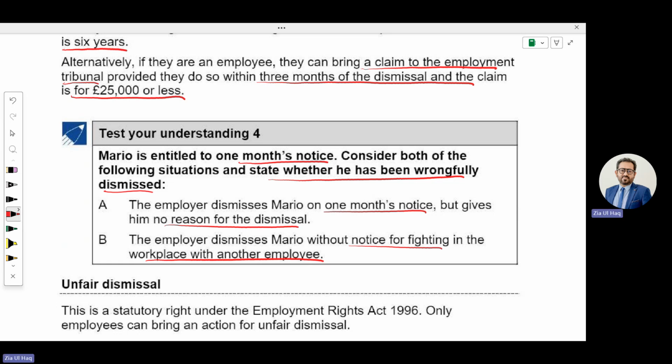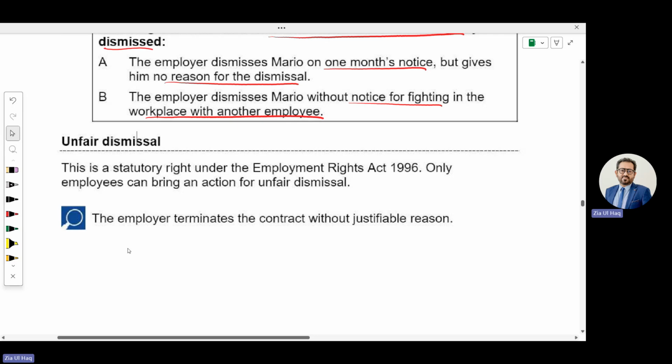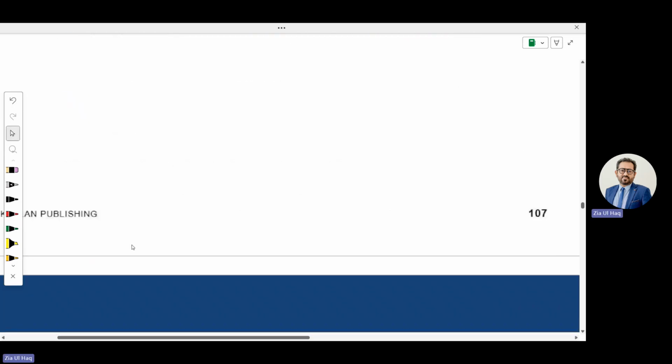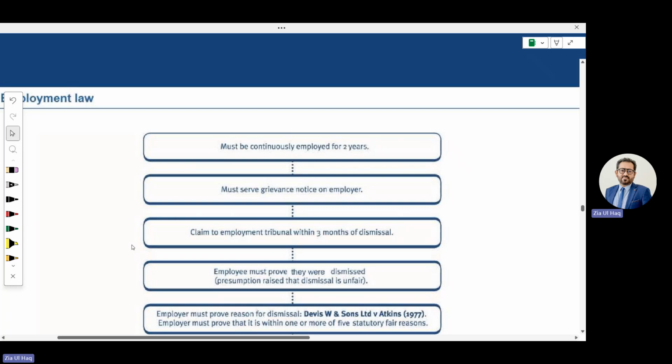Unfair dismissal is a statutory right under the Employment Rights Act, ERA 1996. Only employees can bring an action for unfair dismissal. The employer cannot. The employee, if considering his dismissal is unfair, can sue the employer because he has the right to. Law provides protection to the employees. If the employer terminates the contract without justifiable reason, that is unfair dismissal. There is a procedure.